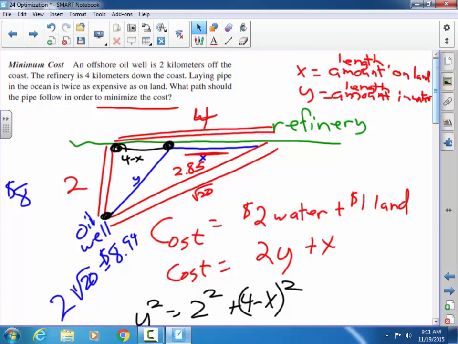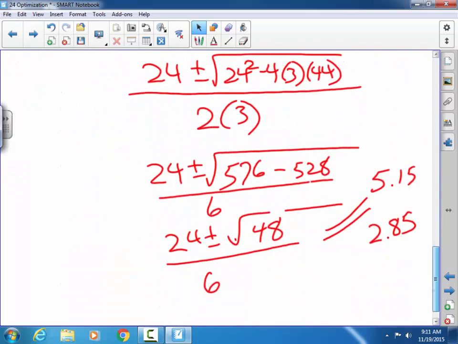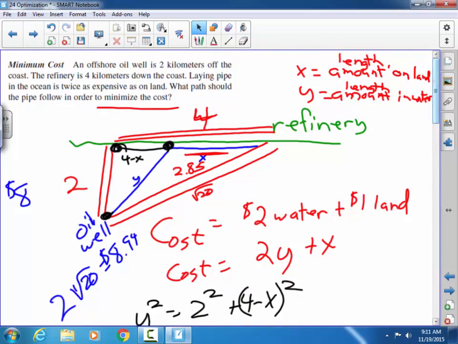Or, what was the other one was 5 something, right? 5.15. Where would 5.15 be? Be over here somewhere. Do you think that's going to be a minimum way to go over here and then down? So, and you'd have to do the sign line. I'm too lazy to do the sign line right now. But if you were to do the sign line, you'd find out that if you laid 2.85 miles of pipe here, and whatever it takes there to get to the oil rig, you'll save money. Do you think that's important for companies? Yes. All right.